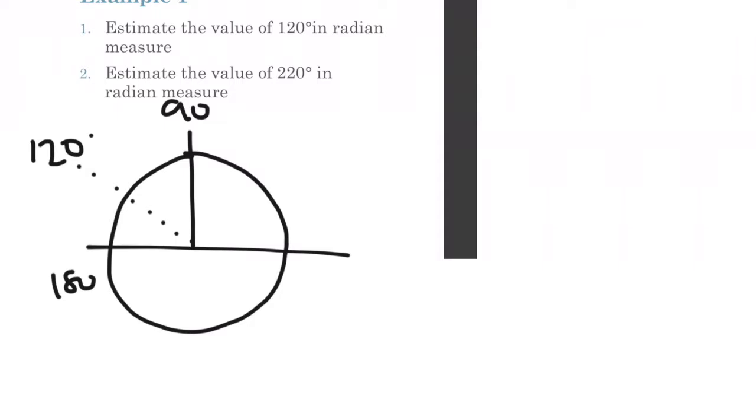And so using our benchmarks, I know that there's a few different ways that we can do this. The easiest way is if I know that 60 degrees is equal to 1 in radian measure, then double that would be 120 degrees, and that would equal about 2 in radian measure. And so that would be my estimate for number 1. So I would say that 120 degrees is equal to about 2 in radian measurement.